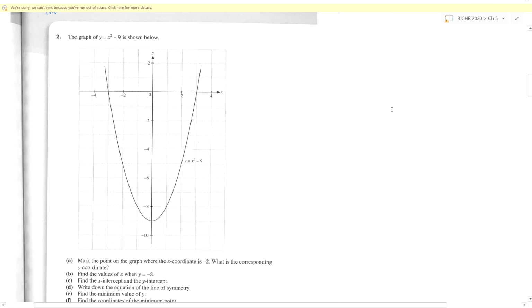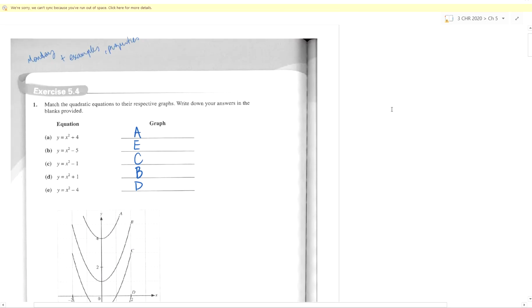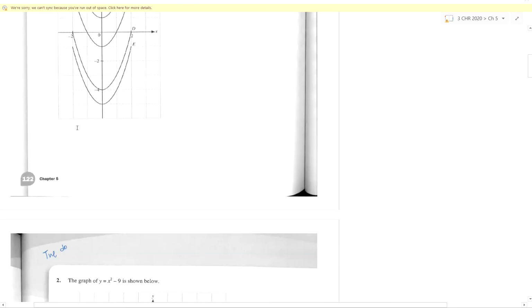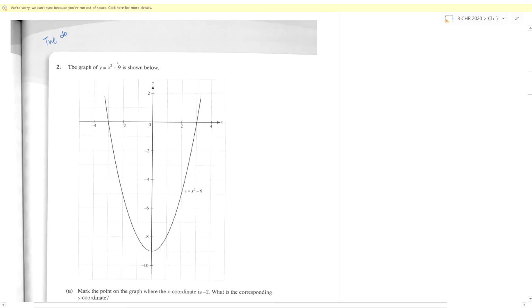Okay, in this video, we'll be doing question 2 from exercise 5.4. Here we are given the graph of y equals x squared minus 9. We see that it has a similar equation compared to what was shown in question 1. We have y equals x squared and then a constant. So here our constant value is negative 9. It corresponds with what we discovered last lesson. The y-intercept is negative 9.